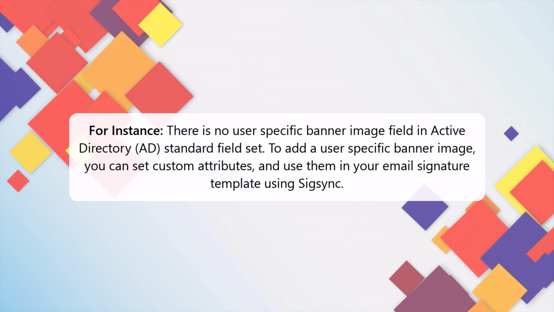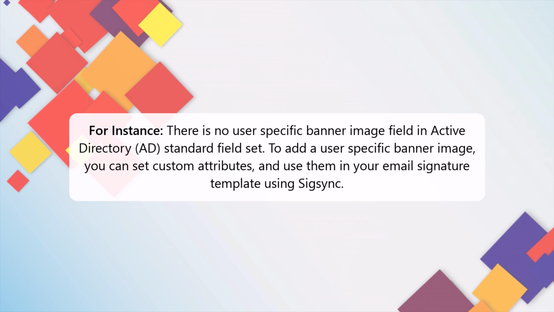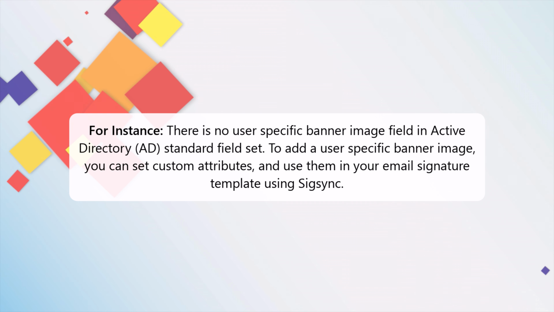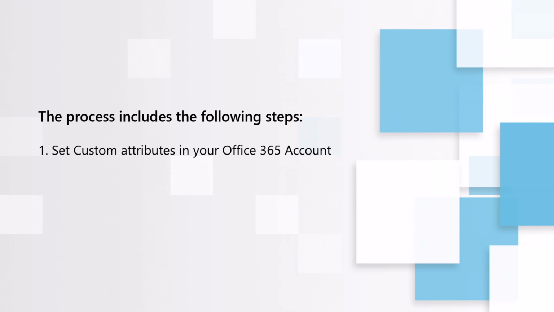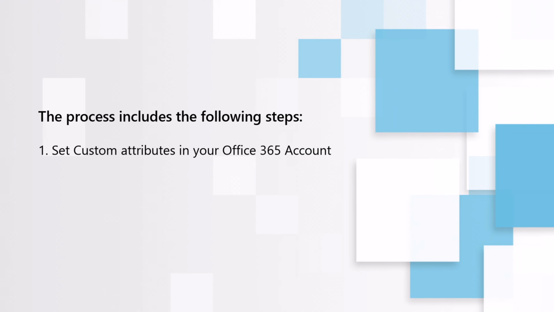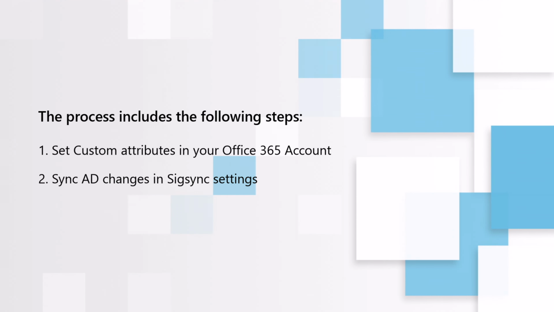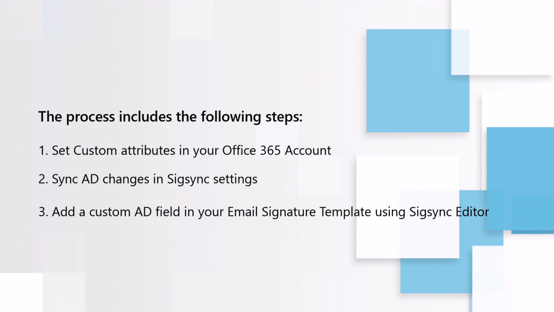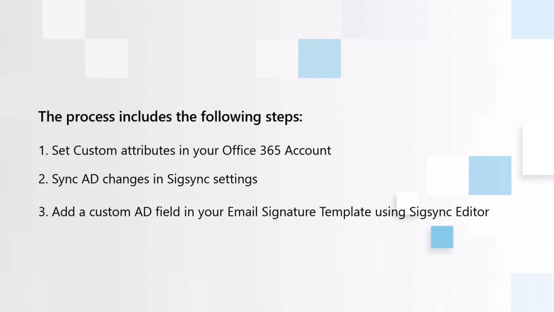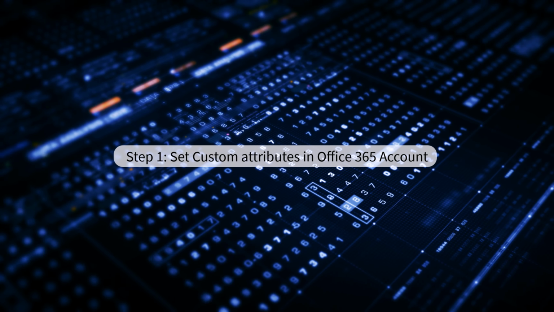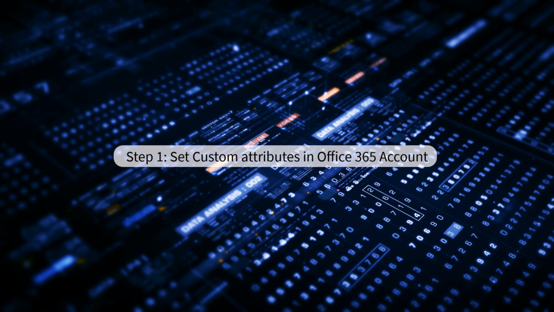To add a user-specific banner image, you can set custom attributes and use them in your email signature template using Sigsync. The process includes the following steps. Set custom attributes in your Office 365 account. Sync AD changes in Sigsync settings. Add a custom AD field in your email signature template using Sigsync Editor. Let's see how to set custom attributes in Office 365 account.